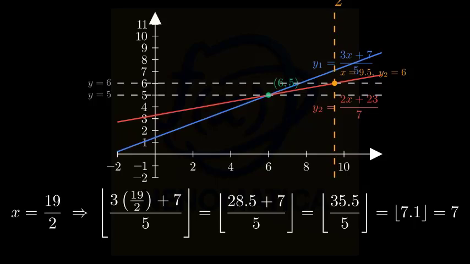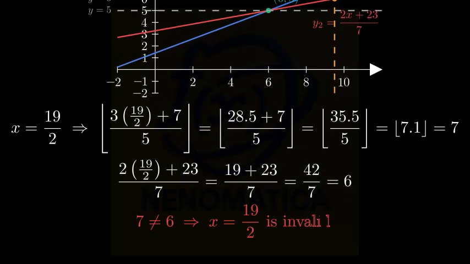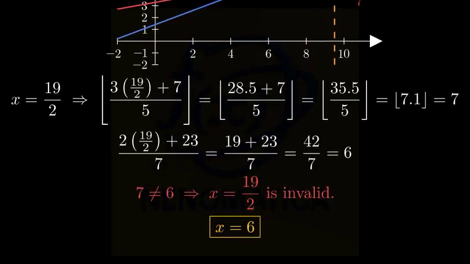That equals floor of 7.1, which is 7. The right side equals 6. Since 7 does not equal 6, the candidate 9.5 fails the equation. Therefore, the only solution is x equals 6.